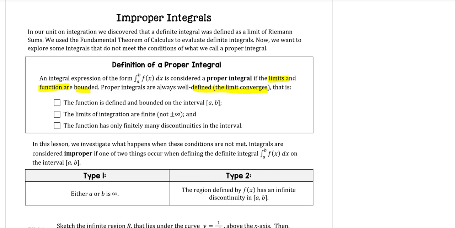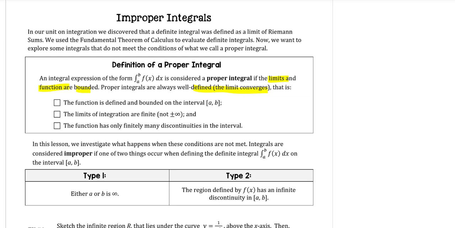There have only been a couple of cases where we've seen that we couldn't find the integral because there was a point of discontinuity in the bounds of integration. So this lesson is going to help us decide how we take those integrals. What we want to make sure is it's bounded on a to b, so it's completely defined. The limits of integration are finite, so there's no positive or negative infinity. And it has only finitely many discontinuities, because we have ways to deal with them.